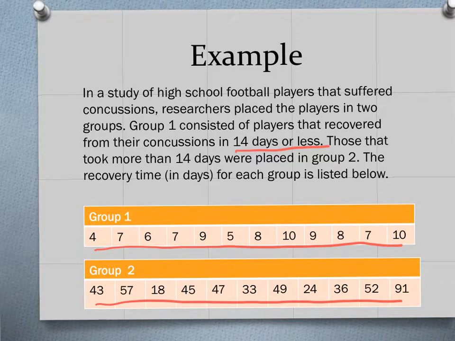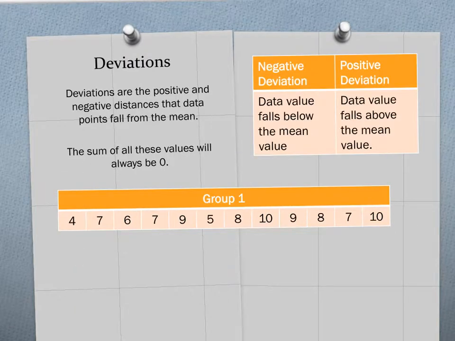And we're going to start by talking about what a deviation is. And we're going to use the Group 1 data to do this. To start this, we'll first find the deviations. Deviations are the positive or negative distance that the data points fall from the mean. What that means is this. Each one of these values is going to lie a certain amount away from the mean. In order to find that distance, we need to find the actual mean.